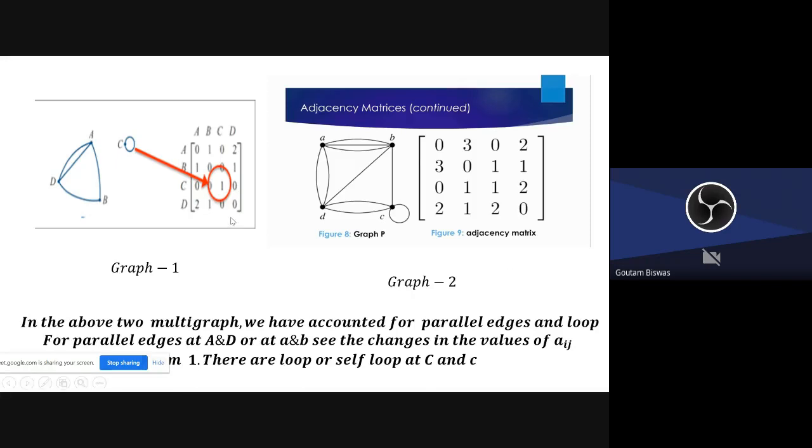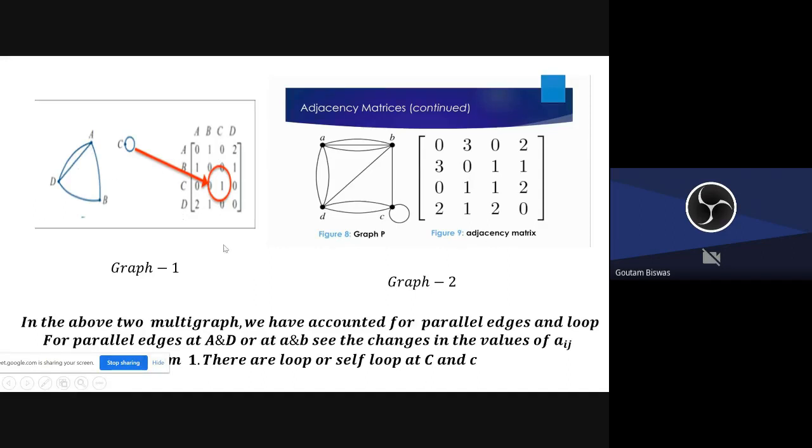This is another adjacency matrix. Here you see, this is also an undirected graph. The vertices are A, B, C, D along rows and columns. A to A, no loop, 0. But A to B, there are 3 edges, so 3. Then A to D, 2. In this way, the number of edges is reflected in the matrix. This is a square matrix.